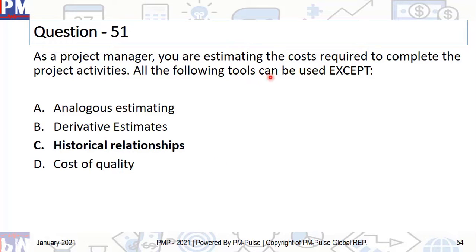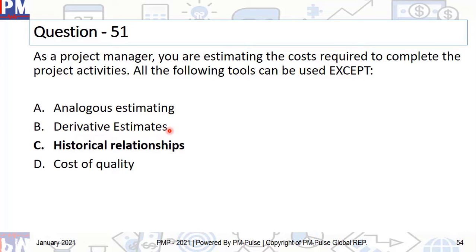So here's what we're talking about. It's an except question. You're estimating the cost required to complete the project activities. All of the following tools can be used except. So when you are estimating something, you will use analogous estimating. I hope you remember the definition. We will use derivative estimates, which is nothing but WBS.